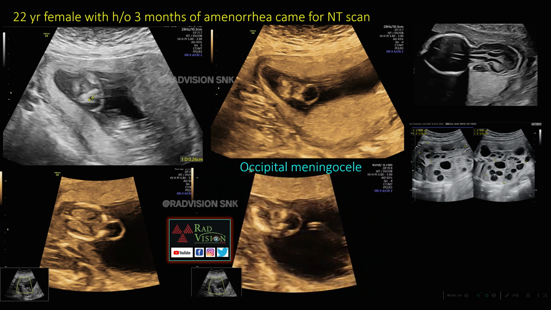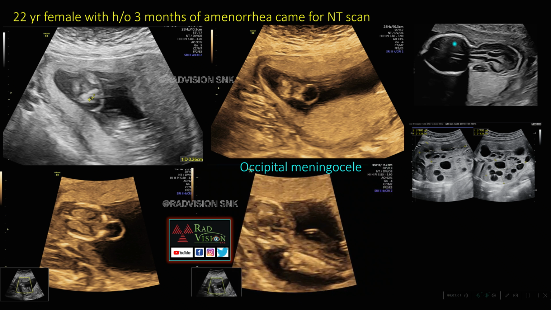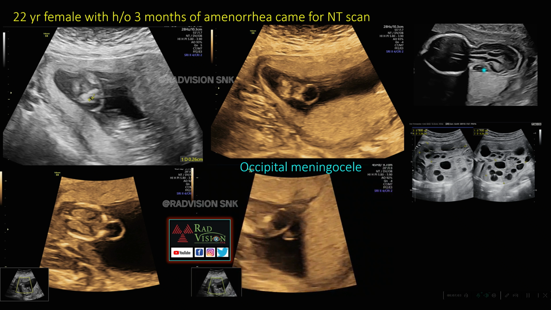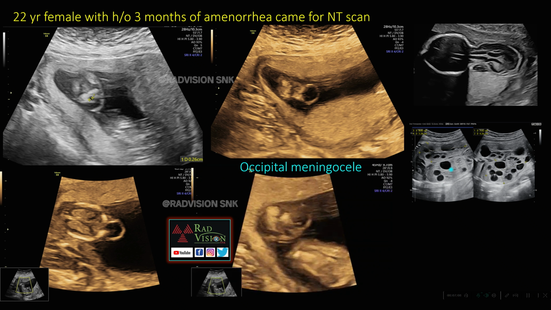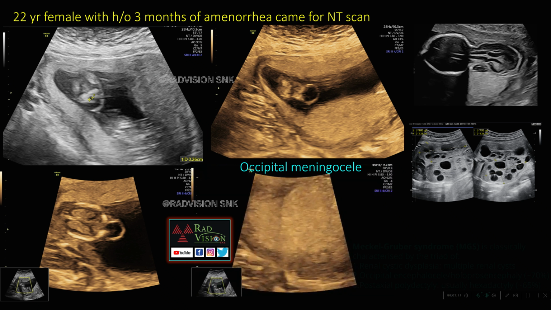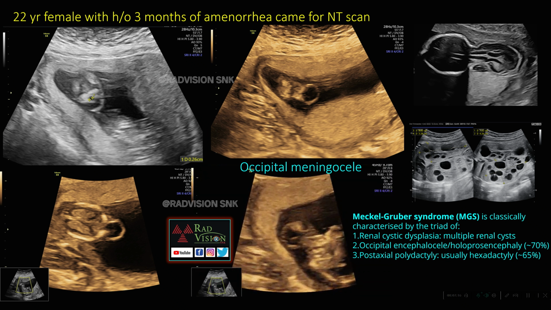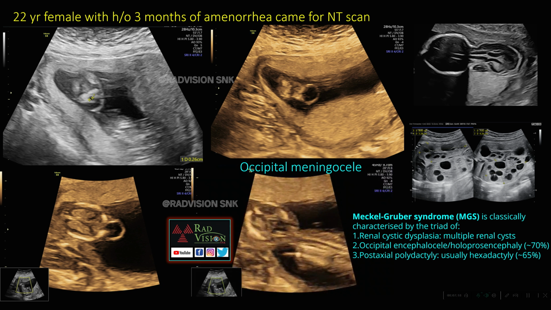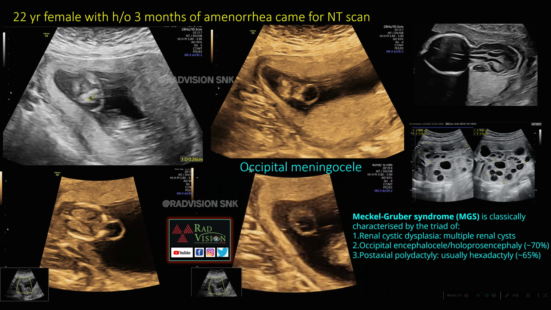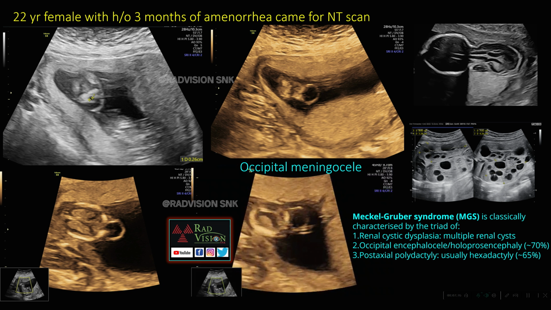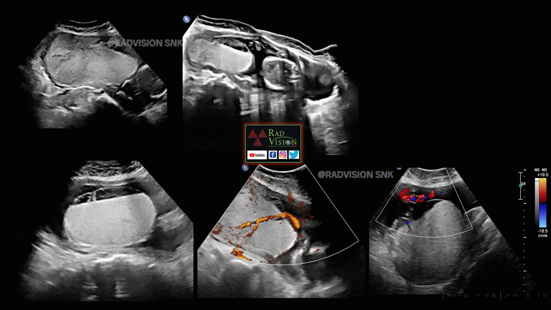But here there is another case where you can see there is a complete herniation of the tissues, that is complete herniation of the brain parenchyma through the defect noted in the occipital bone. This is occipital encephalocele, and whenever you see occipital encephalocele and multiple cysts in the kidneys, definitely suspect Meckel-Gruber syndrome. So Meckel-Gruber syndrome is classically characterized by triad of renal cystic dysplasia, that is multiple renal cysts, occipital encephalocele or holoprosencephaly in 70% of cases, postaxial polydactyly or usually hexadactyly, that is in 65% of cases. So remember, occipital encephalocele with polycystic kidney disease or multiple cystic dysplasia, definitely suspect Meckel-Gruber syndrome.